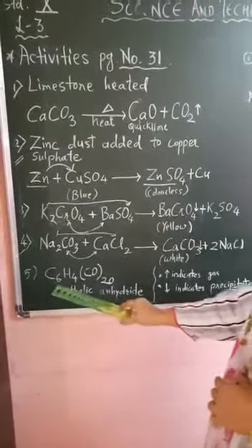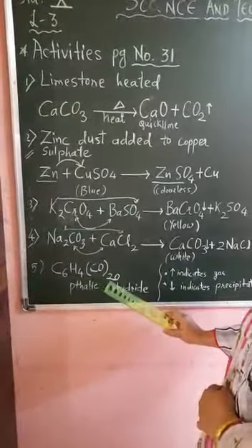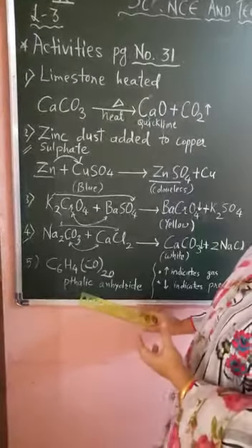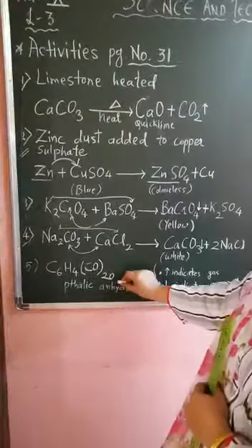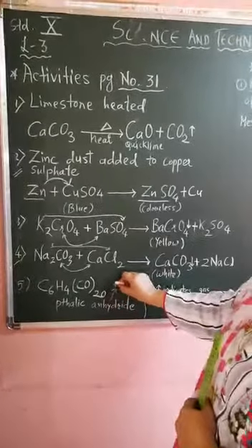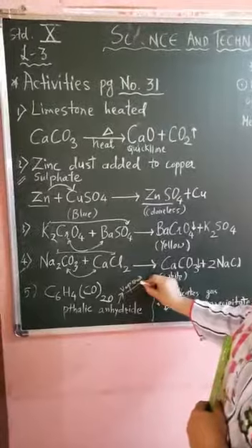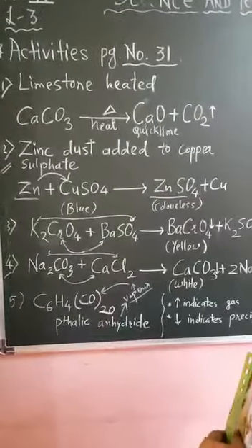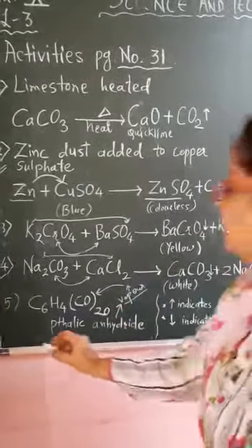The chemical formula for phthalic anhydride is this, C6H4 and CO by 2O. It is an organic compound, and when it is heated, it gets converted to vapor state directly. When the vapors solidify, we get the phthalic anhydride. So this process is called the sublimation process.